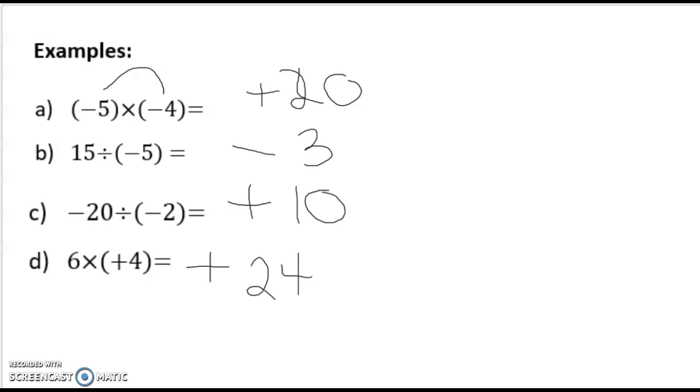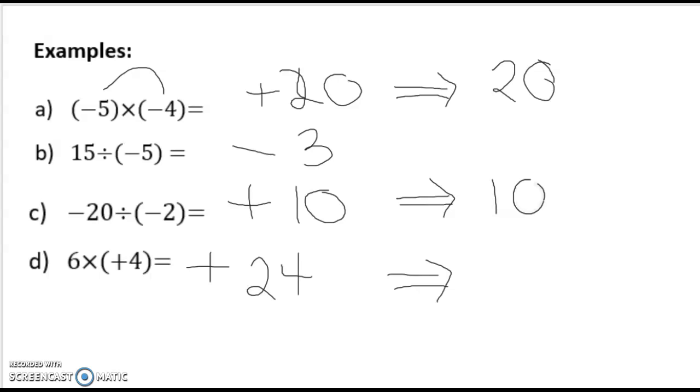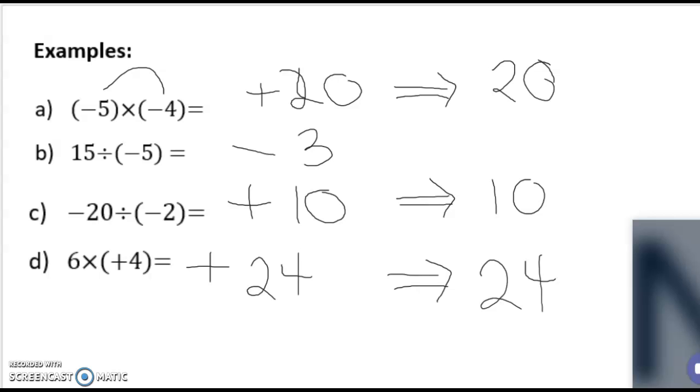One thing: when you go to write these, the ones that are positive, you do not have to keep the positive sign. You could just write 20. This one, you can just write 10. This one, you can write 24. You don't have to put the positives in front. I was just showing you. And now that's it for the lesson. So you're just doing the work.